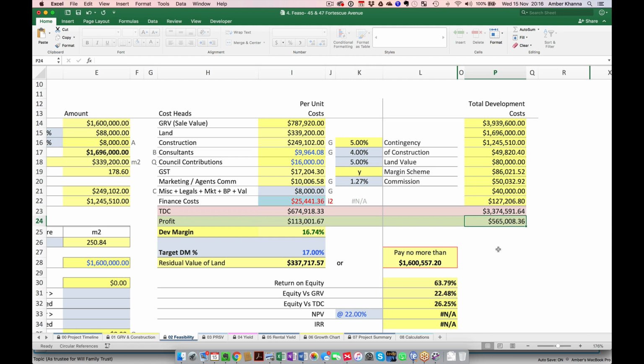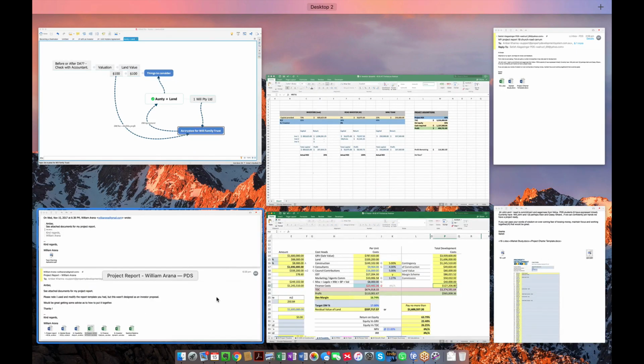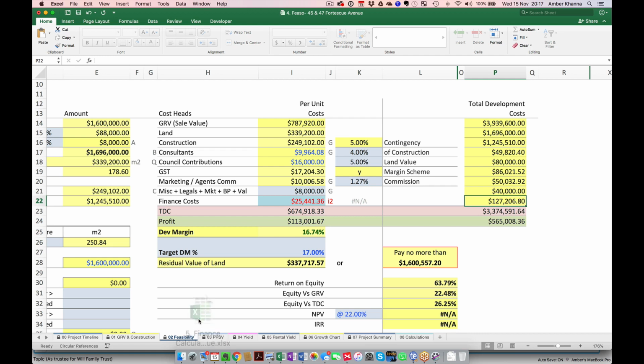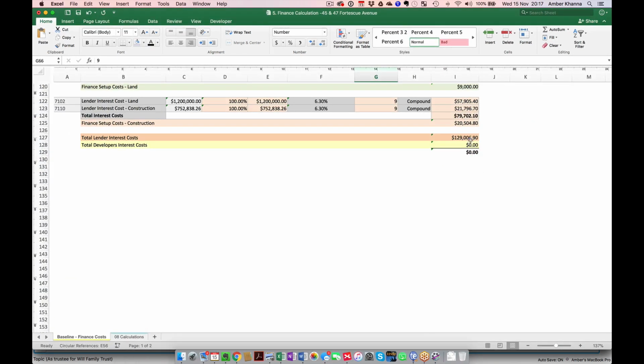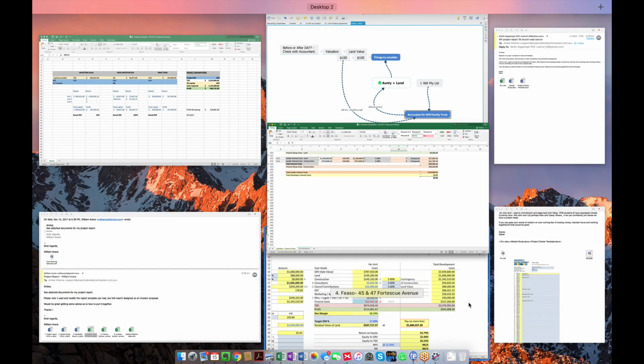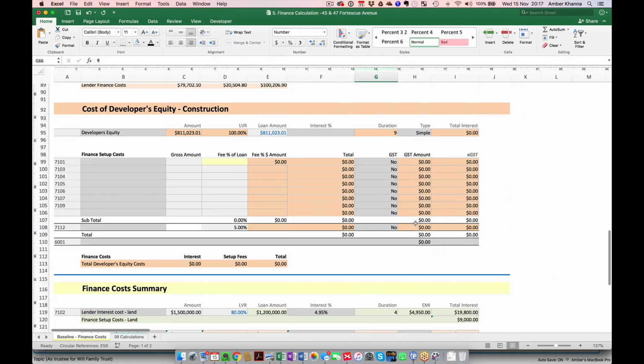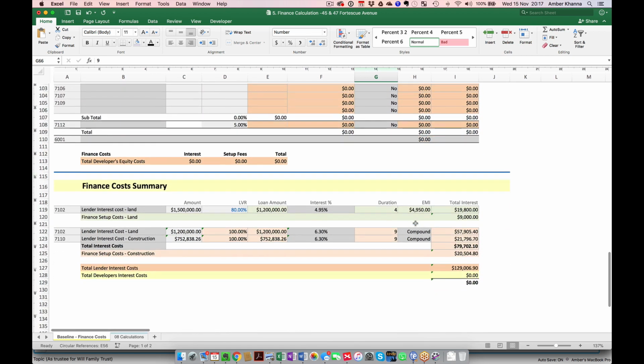Well, what will that say? Can you repeat your question again, Amba? In this feasibility, you've got finance cost of 127,000. Correct. But based on the feasibility that you showed me, which was your finance calculations right here, you had 129. So that's fine, no problem. It's close enough. But this is only your construction loan, isn't it? This is your construction loan and you settling on the land. So that way you got this, and then you got 120.